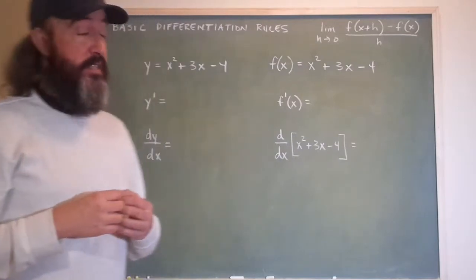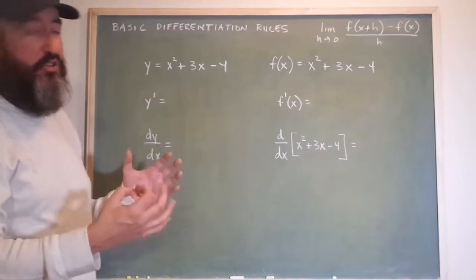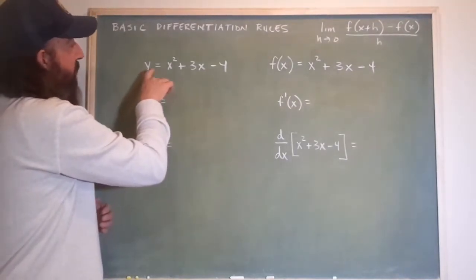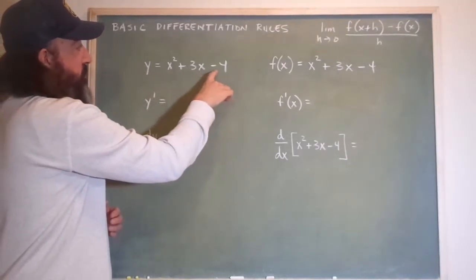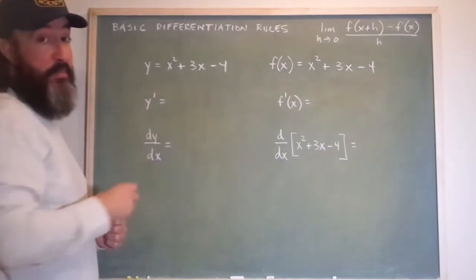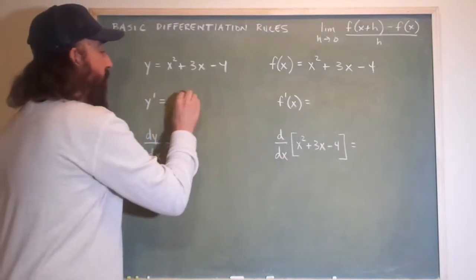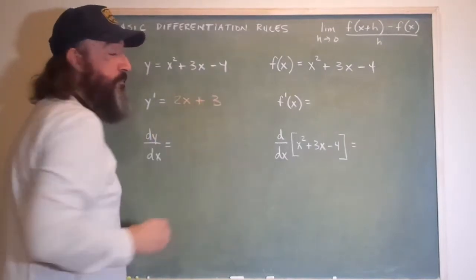Before we learn some of those tricks and shortcuts, let's make sure we know the different ways you can indicate a derivative. If the function is y equals x squared plus 3x minus 4, we can say the derivative of this is y prime. Now I happen to know the derivative of this is 2x plus 3. I'm going to say y prime is 2x plus 3.